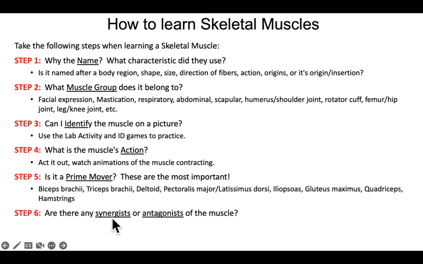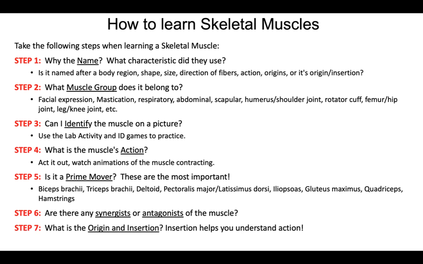Number 5, are there any synergists? So is there another muscle that does the same thing? So obviously if 2 muscles do the same thing, you want to kind of learn them together. Are there any muscles that do the opposite action? So are there any antagonists? So like the biceps brachii and the triceps brachii are antagonists. One of them flexes the elbow, that's your biceps. One of them extends the elbow, that's your triceps. So you want to put those 2 in the same place in your brain so you understand that they're related because they do opposite things.